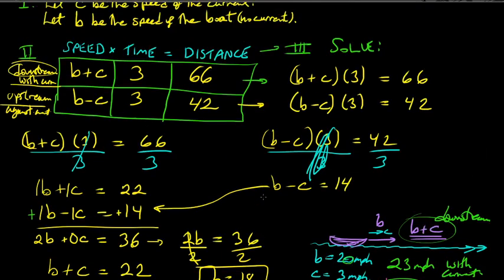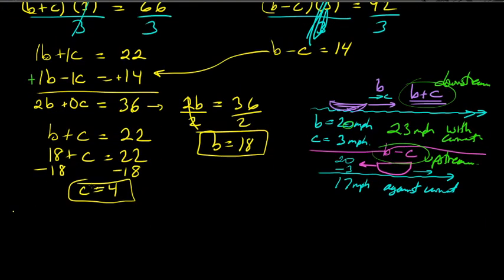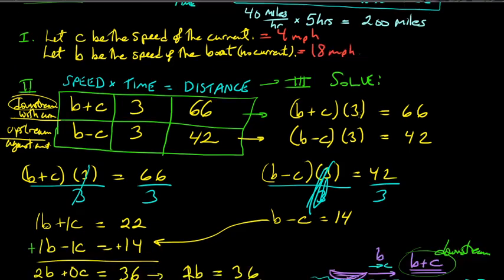So we found b, we found c, and that's what we're looking for. The speed of the current, oops, I forgot what c is. c is 4 miles per hour. So this is just going to be 4 miles per hour. And then the speed of the boat is 18 miles per hour.